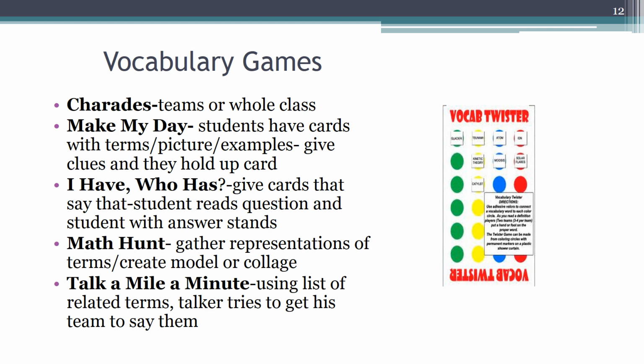Talk a mile a minute. This is a game where one student has a list of related terms, kind of like password, only they keep talking and talking. They're trying to get the rest of the team to say the terms. And then, of course, in the picture, there's vocabulary twister.